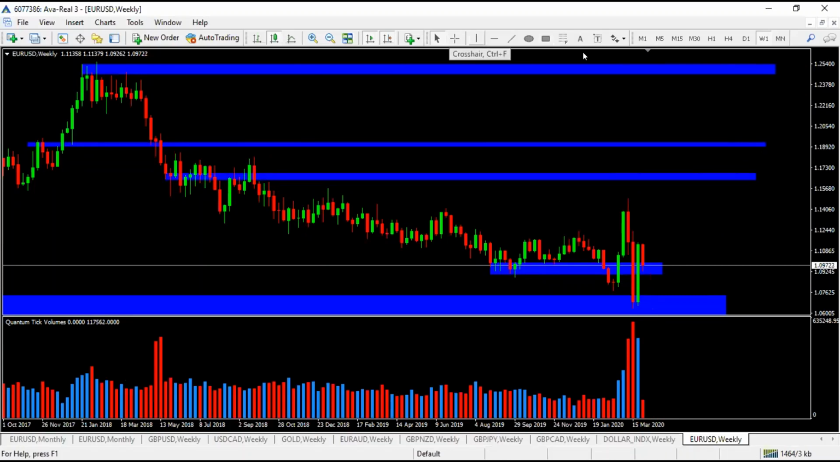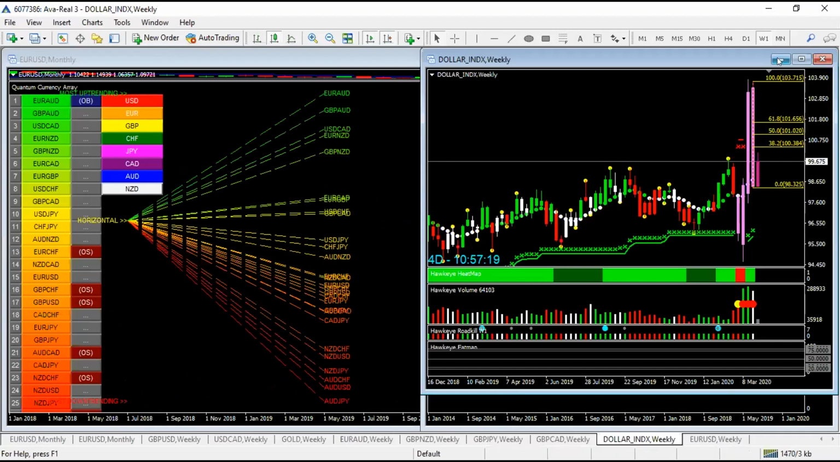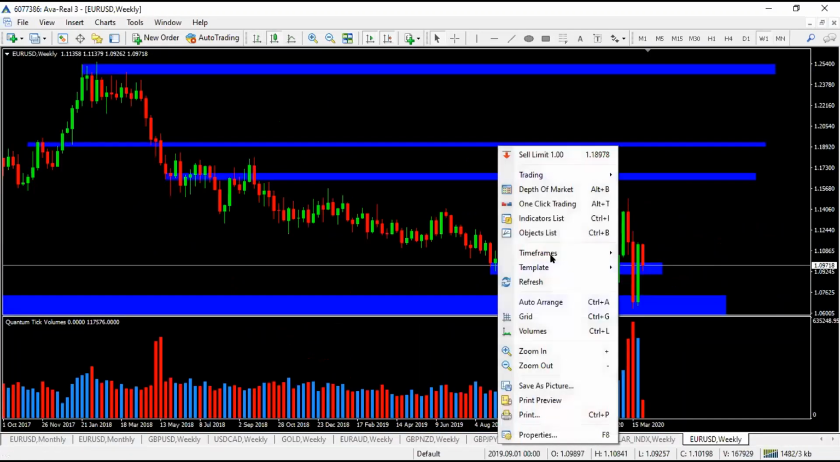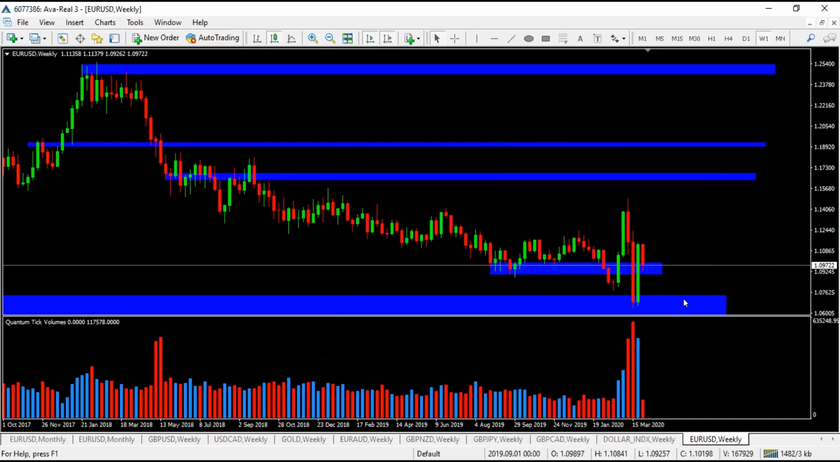Absolutely. Do you have the currency array available, Mahesh? Yes, I do. Can you show us a little bit of that? And also, if you have the Fatman and you throw in a little bit of Hawkeye Trader from Randall Lindsay, it would be beautiful to have it for everyone to pay attention to. Okay.